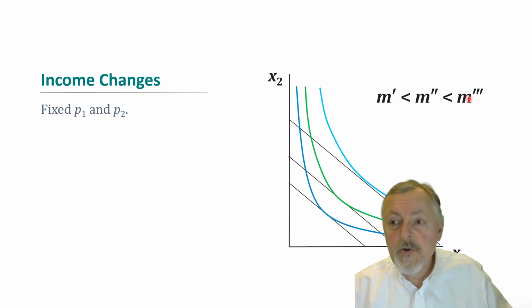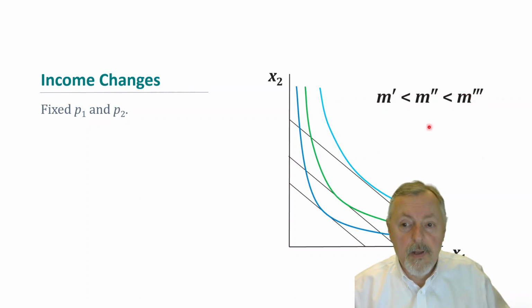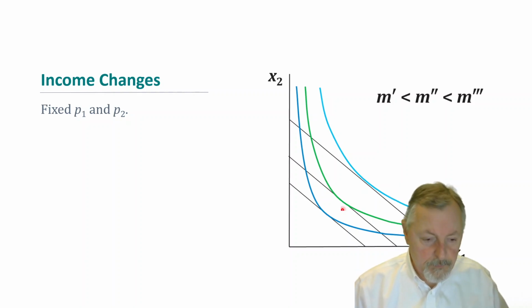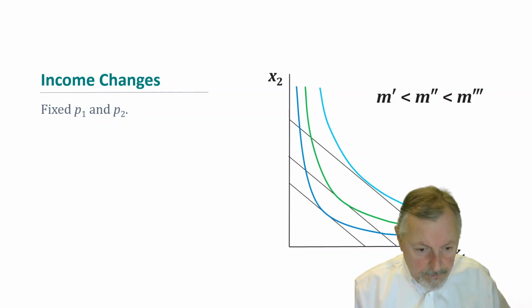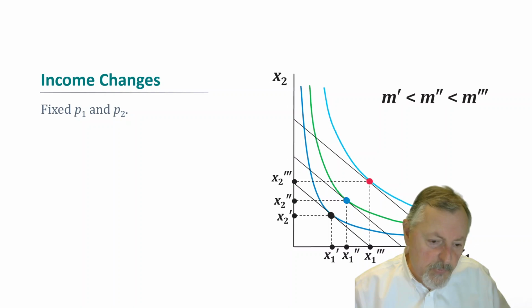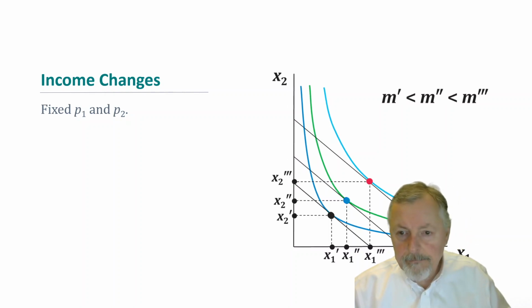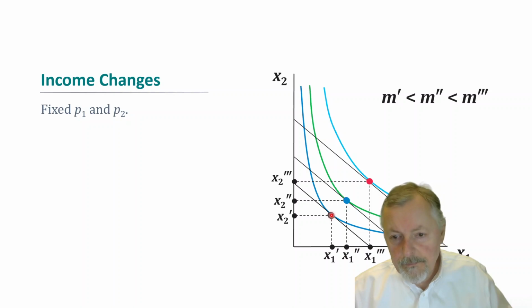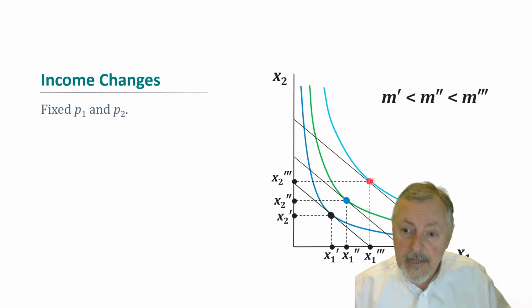Now, assume your income goes up even more. You're at M triple prime. Well, then you'd be on this budget constraint, and you'd optimize here. Well, if you have those three optimum points, you can plot them. If your income is low, you'll consume this bundle of X1 and X2. A little higher, this bundle. A little higher yet, this bundle.